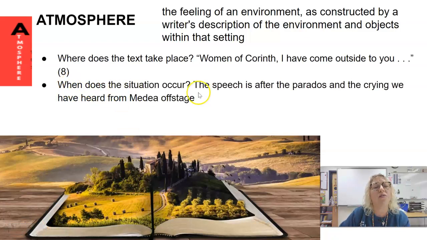We can also answer this one: when does the situation occur? This is right after the parados. This is the first time we see Medea on stage after her offstage ranting.